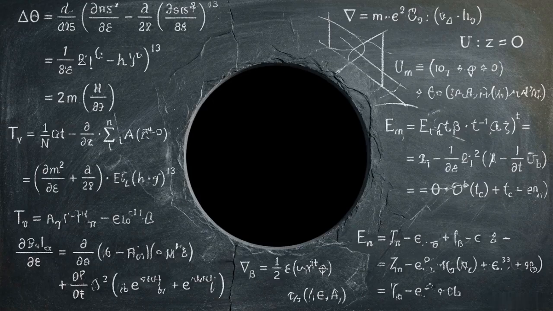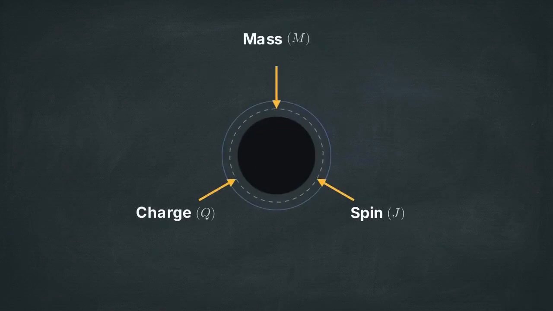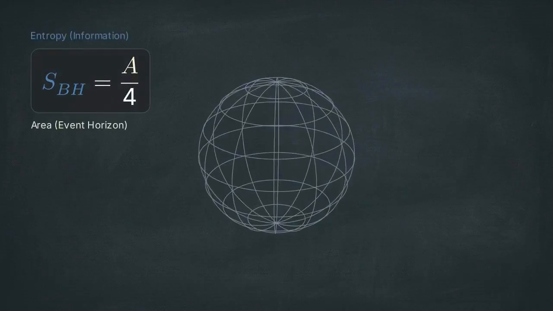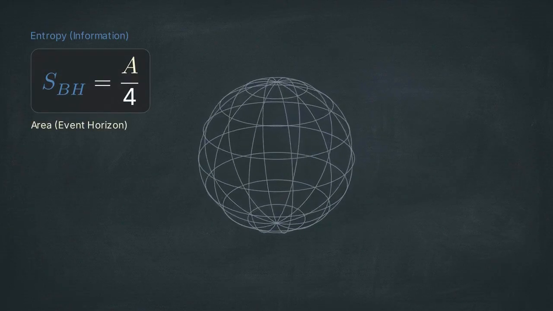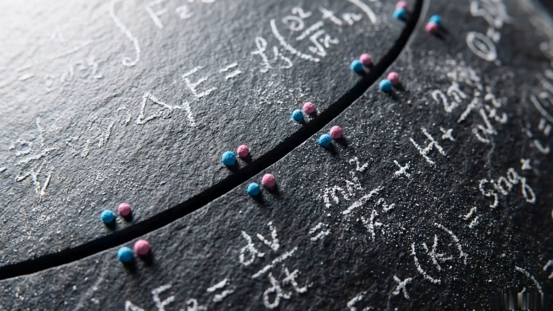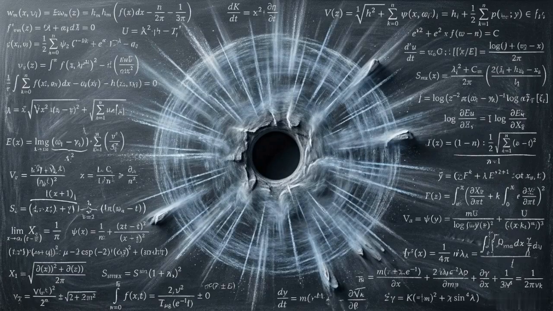The no-hair theorem states that any black hole is perfectly described by just 3 parameters: mass, spin, and charge. However, applying statistical mechanics reveals that black holes are also thermodynamic bodies. The Bekenstein-Hawking formula dictates that a black hole's entropy scales with its surface area. Because black holes have entropy, they must have a temperature and emit radiation. This radiation, Hawking radiation, causes a black hole to slowly evaporate over trillions of years.